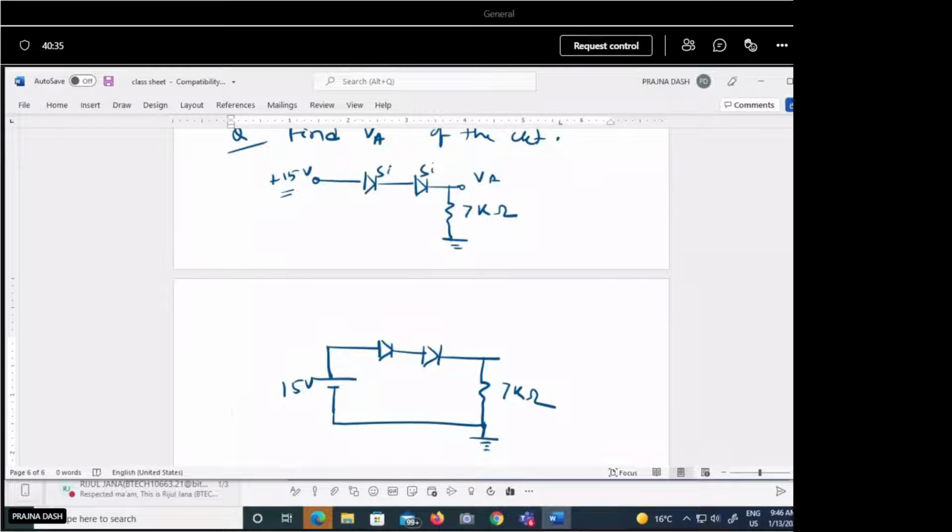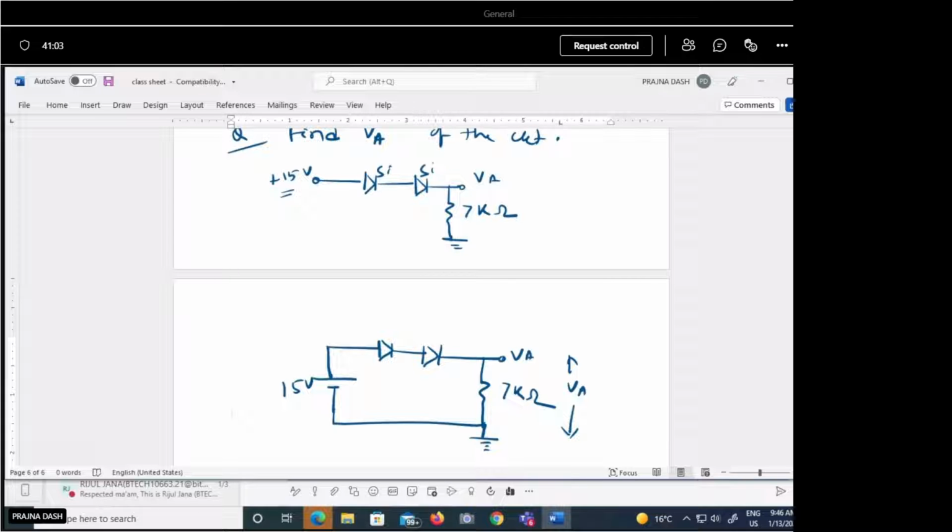So this voltage VA, you need to calculate. VA means at this point we want to calculate the voltage. That means with respect to ground we have to calculate the voltage. That means this VA is this voltage, with respect to ground. So practically when you measure the voltage at a certain point, what are we always measuring? We measure the potential difference between 2 points. That is the voltage measurement, no?